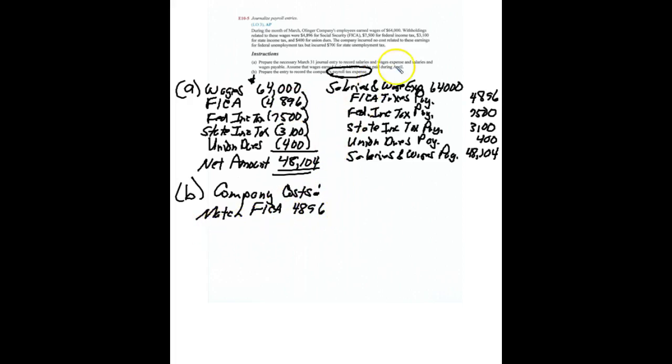Now the other thing up here is we have state unemployment tax. That is for the employers only. So again, the company or the employer has to pay the state unemployment tax. Employees do not have to pay that. So only the employer, not the employees. So state unemployment.